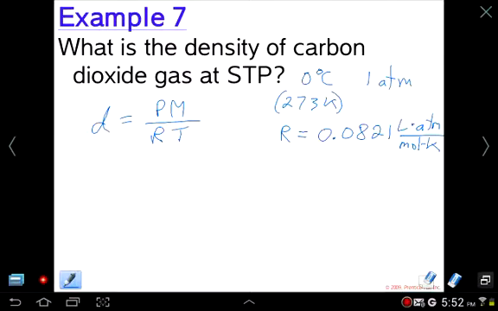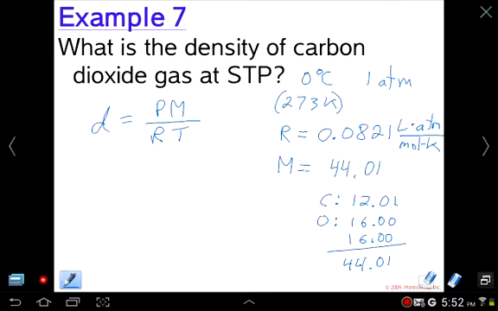Our molar mass, big M, of carbon dioxide gas is simply, we'll take carbon, which is 12.01 from the periodic table. We'll take two oxygens, each of which is 16 grams from the periodic table, and we get the famous number of 44.01. So the molar mass is 44.01 grams per mole. And the rest of it is just plugging into the equation.